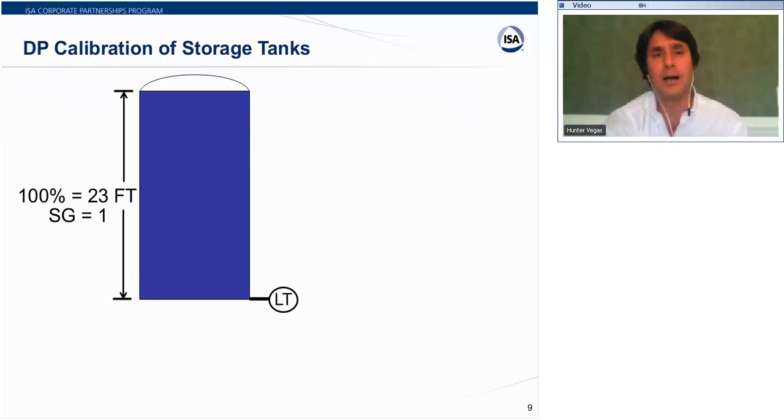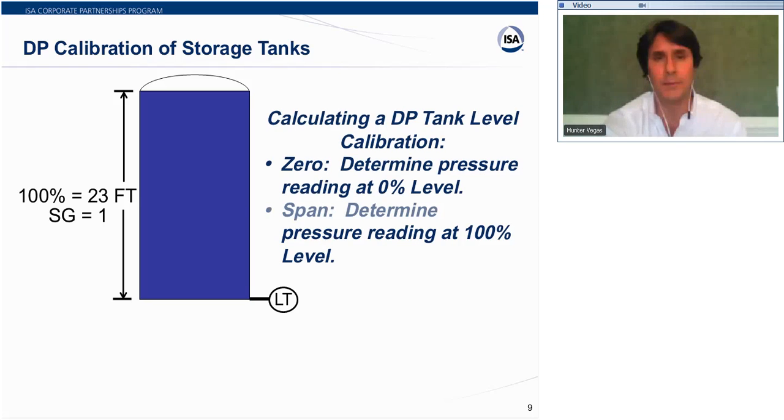As a quick review, let's talk about a standard differential pressure level transmitter on the bottom of a storage tank. It's measuring the pressure there. The pressure it sees is going to vary with the level of the liquid. So if you've got 23 feet of, let's say, water, with a specific gravity of 1, then you can calculate what the zero and span of the transmitter need to be in order to give you a 0 to 100% reading. At 0, you determine the pressure at 0 level, and then span, of course, at 100% level. So at 0, there's no water, there's no pressure, there's 0 inches.